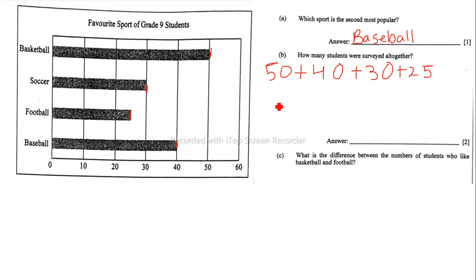Are we good? Yes, sir. So when we add them all up, what do we get? 145. Okay, 50 plus 40 plus 30 plus 25 is 145.